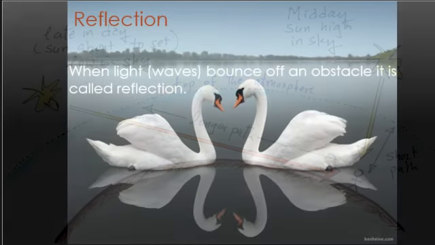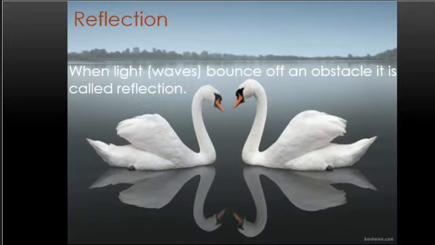Okay. All right, so reflection. Probably have something to write on this. When light waves bounce off an obstacle is called a reflection. We can see here our swans. Look at that beautiful reflection in the water. Some surfaces are more reflective than other surfaces. Of course, we know mirrors would be the best reflective stuff. That's why we make them the way we do.